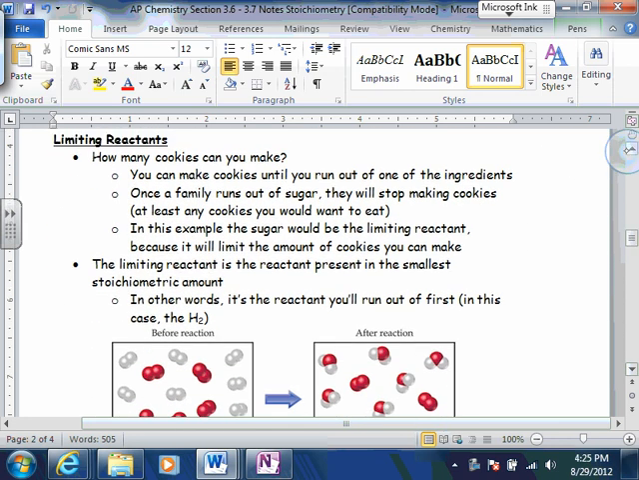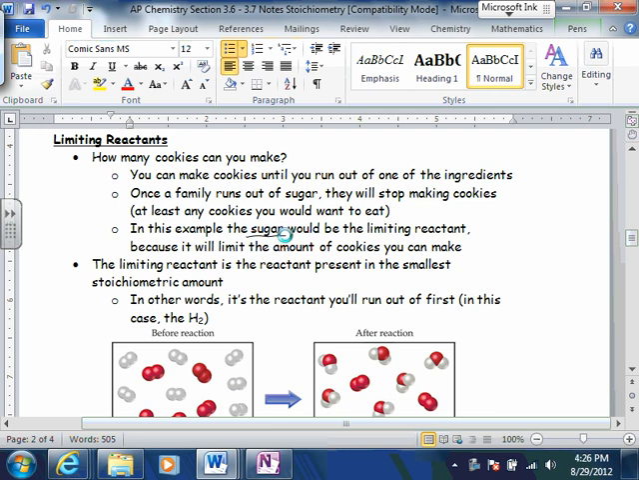Now, limiting reactants is the next thing we need to talk about, okay? Because a lot of times they're not just going to give us one of the reactants, they'll give us both, and one of them is going to run out before the other one, okay? So the analogy here, how many cookies can you make? You can make cookies till you run out of one of the ingredients. So if, let's say you're low on sugar, okay? Once you run out of sugar, you can't make any cookies anymore, even if you have extra of the other stuff, okay? The sugar here is the limiting reactant.